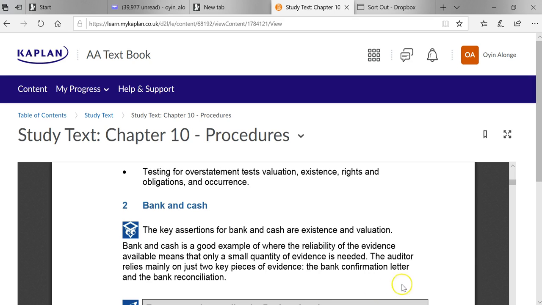So we have a bank confirmation letter and a bank reconciliation confirming those. Those are the sort of tests we're doing to confirm there. And again, this is existence and valuation. These are the assertions for bank.